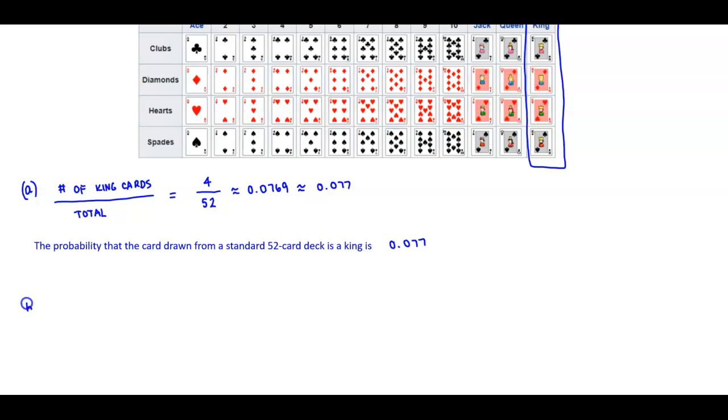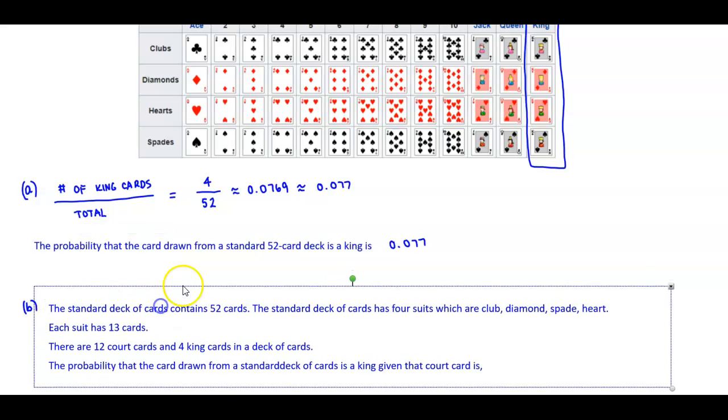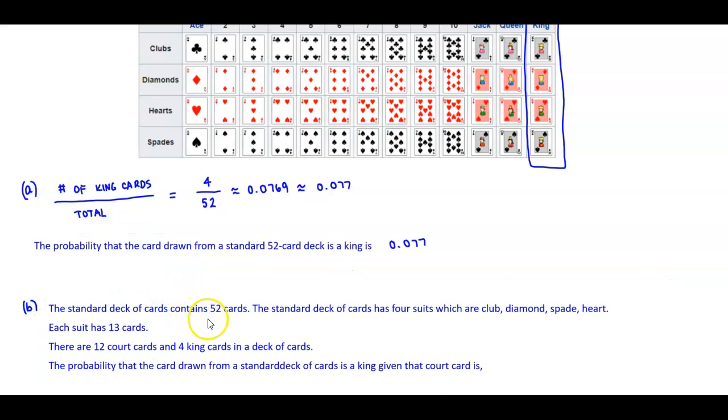Okay, well, first and foremost, let's go ahead and review that information again. The information is telling us that the standard deck of cards contains 52 cards. The standard deck has 4 suits, which are club, diamond, spade, and heart. Each suit has 13 cards, and there are 12 court cards. Court cards are the face cards, which are 1, 2, 3. You can see here that there's 12. And then there are 4 king cards in a deck of cards.